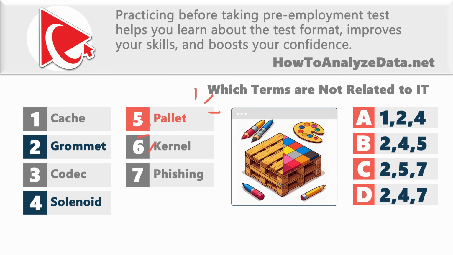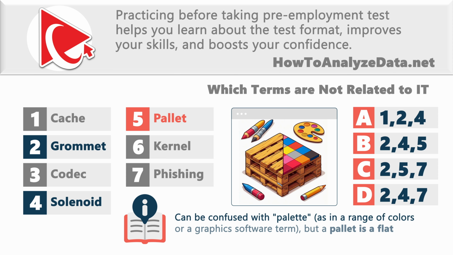Let's look at palette first. Palette is probably the most confusing term. It can be confused with palette, which is the range of colors or graphical software term. But in fact, palette is a flat transport structure which is not an IT concept.